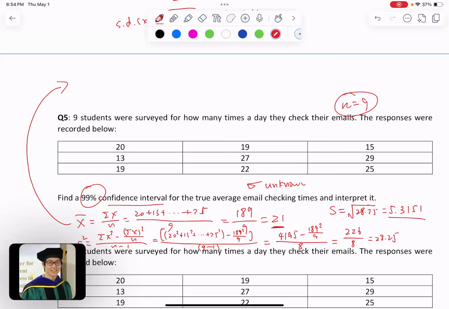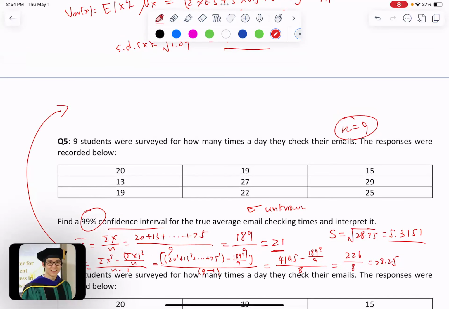So then we don't have enough space, so let's just do it here. Okay, so we're gonna write down the formula: x bar plus or minus t sub alpha over 2 with df equals n minus 1. So 99% with df is 8, right? So check those two, and then times s, which is 5.3. Let's write down the formula first. So s over square root of n. And then s is 5.3151, and n is 9, right?